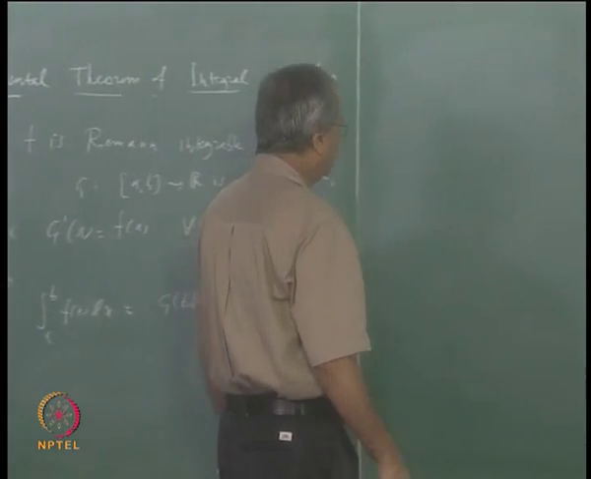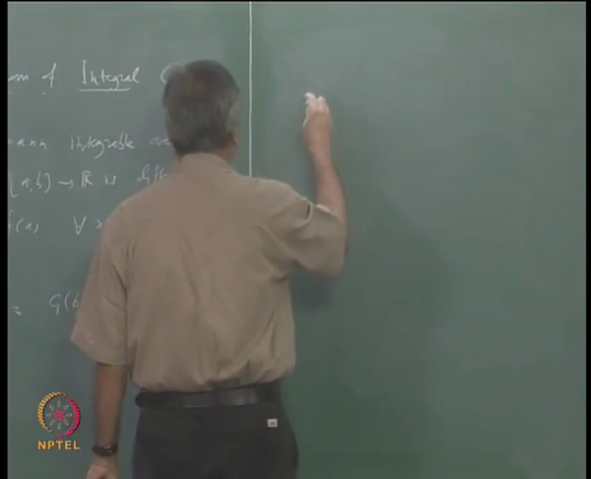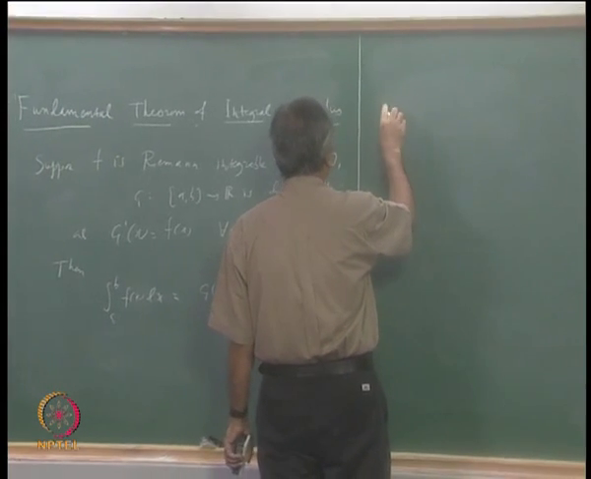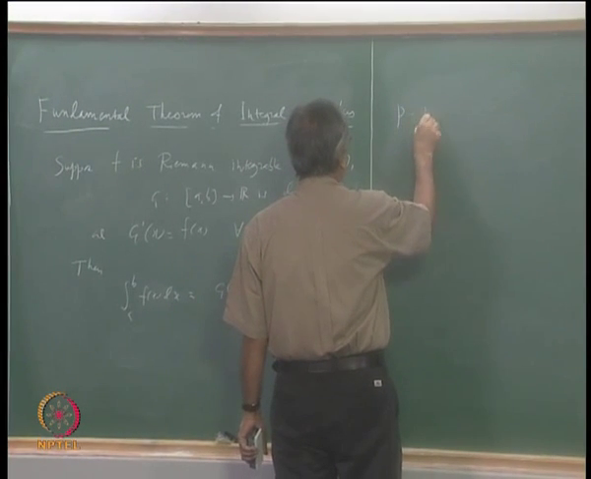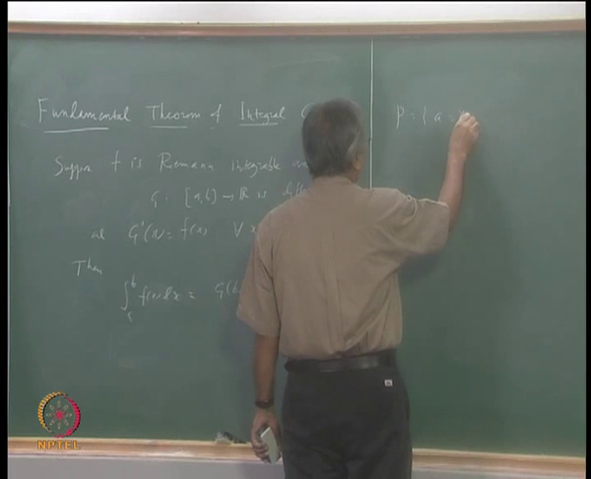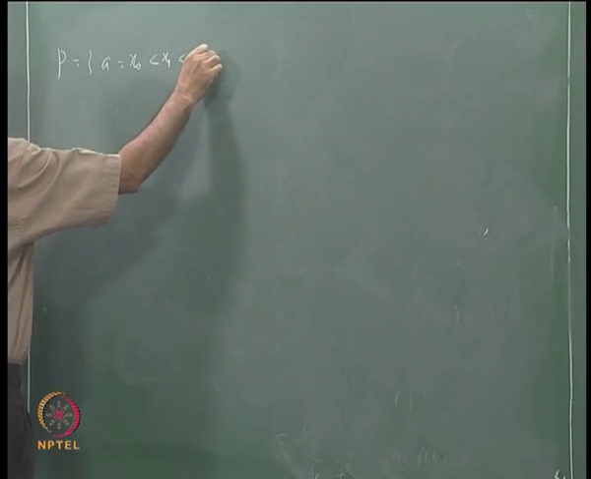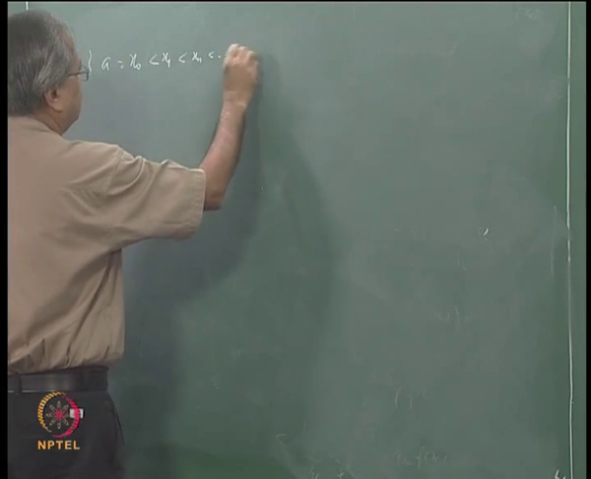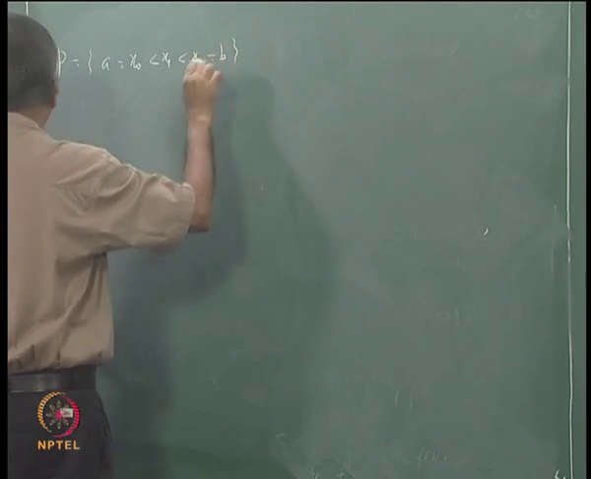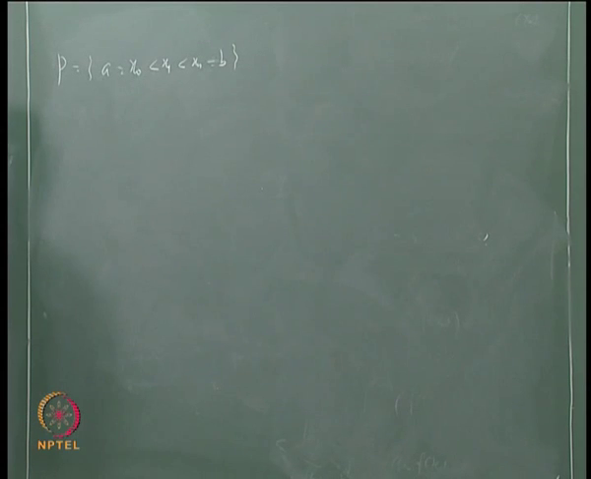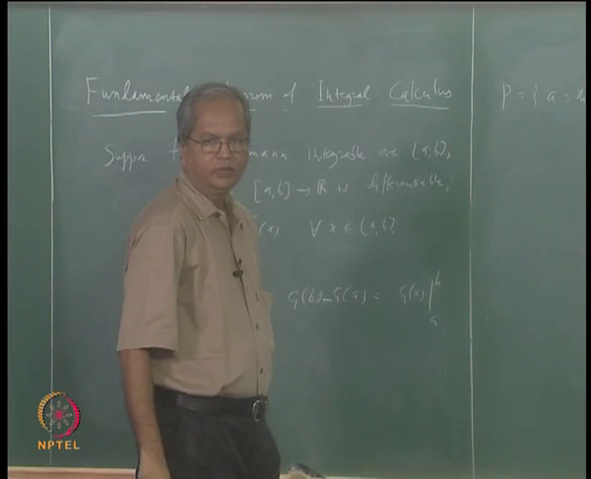So to do that, let us consider some partition P, suppose P is a partition with this property: a equal to x0 less than x1 less than, etc., x_n which is equal to b.